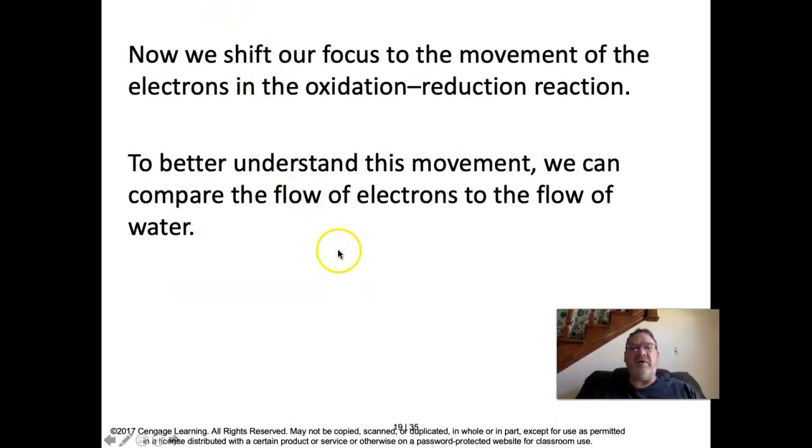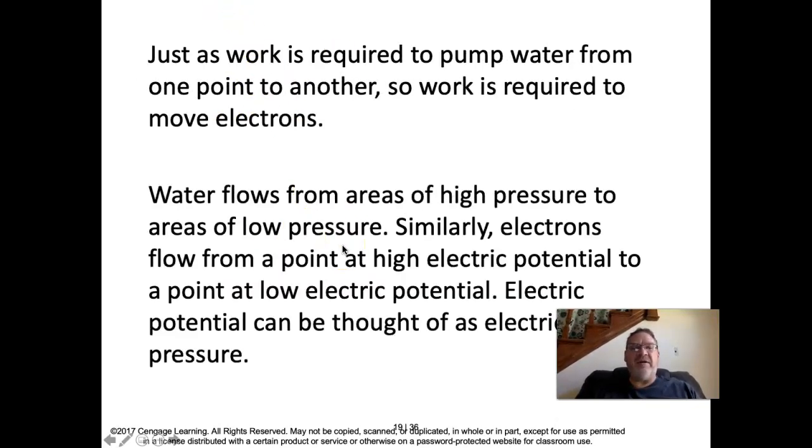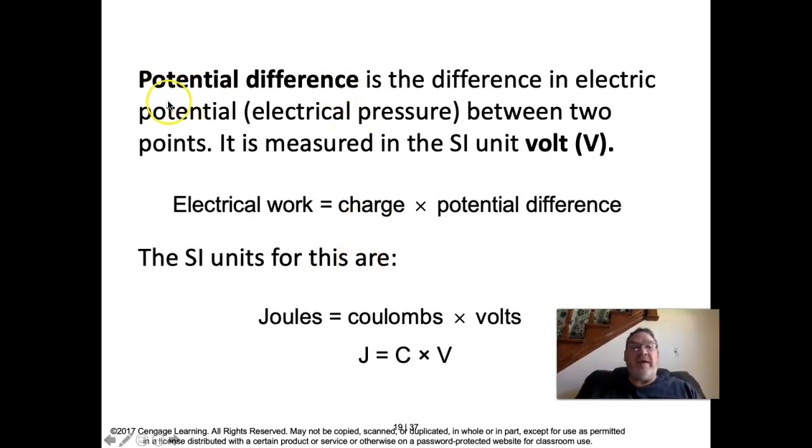Again, electrons are always moving. They move from the anode to the cathode. It's like water. Water moves from high pressure to low pressure. Electrons do the same thing. We can calculate that difference, and that's that voltage that you see on the meter.